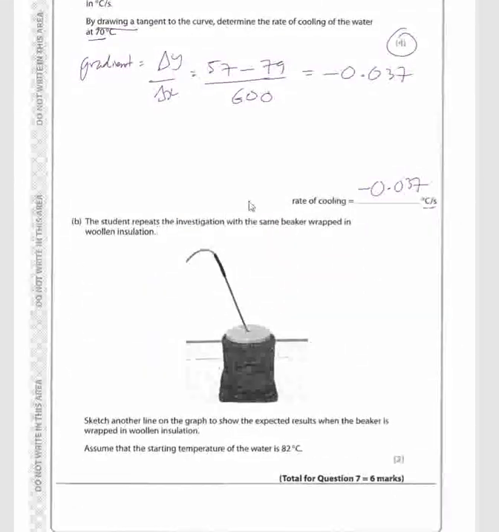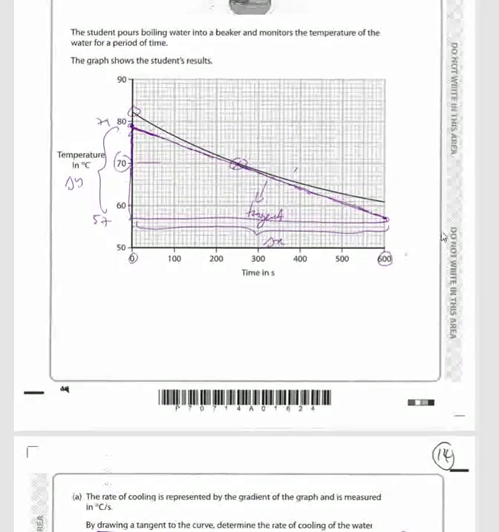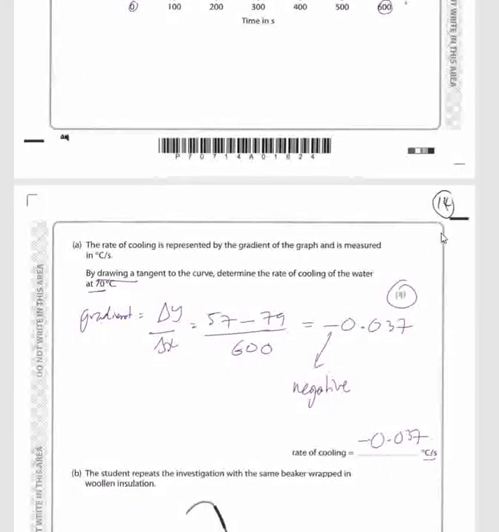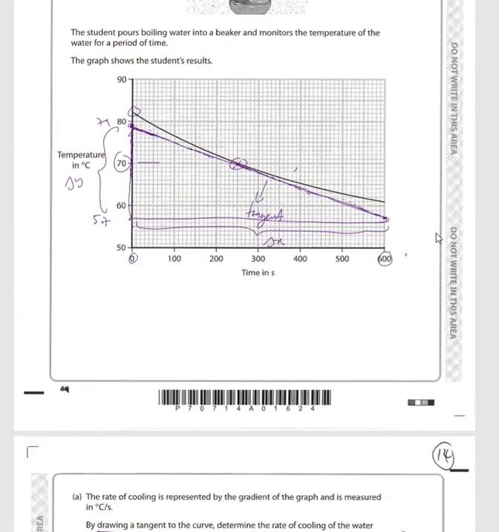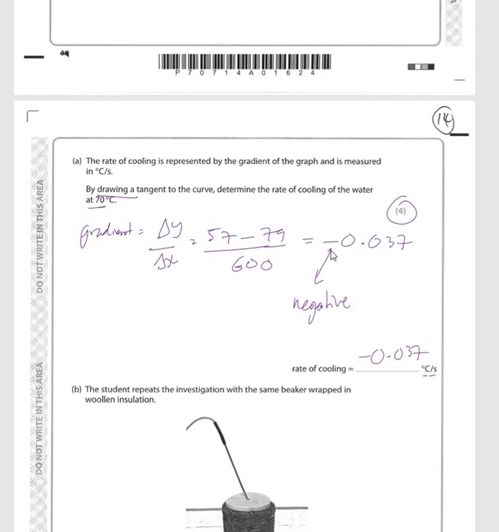However, you should be getting a negative value, because the gradient is going in the negative, so you need to have a negative there. For you to get your full marks, you need to draw the tangent, work out your gradient, and then the negative value should indeed be there.